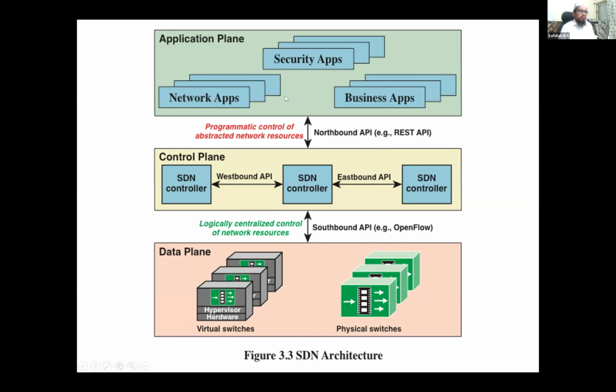The northbound API, that is the communication between the third plane, the application plane, and the middle plane, the control plane, uses REST API, that is representational state transfer, like HTTP. And the southbound API is very critical. The communication between the controller and the switches happens using the southbound API. The example is OpenFlow. About 99% is used by the OpenFlow protocol, which is very standardized and public.